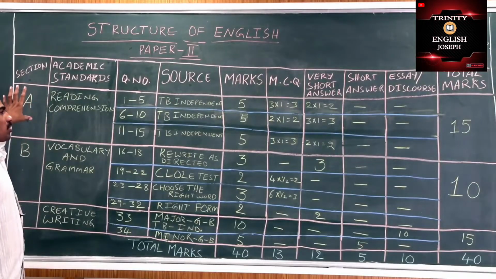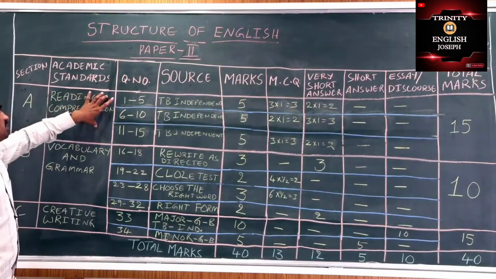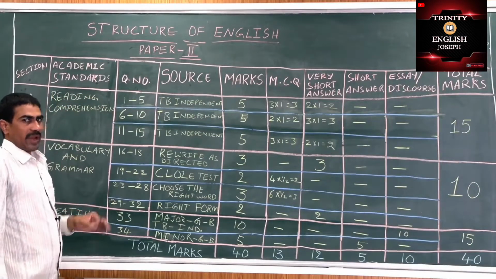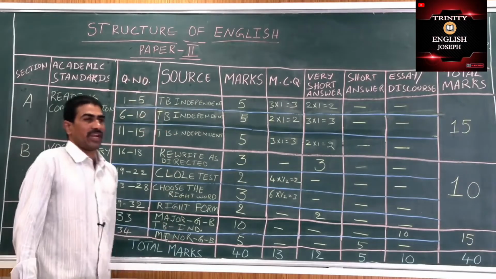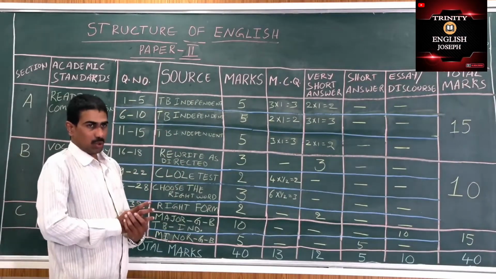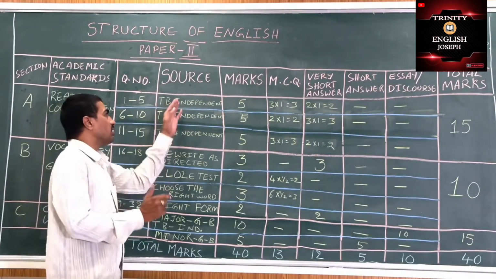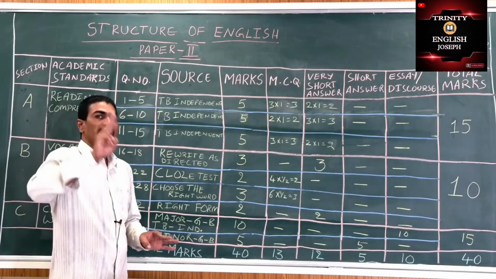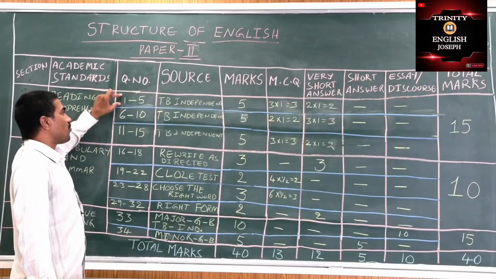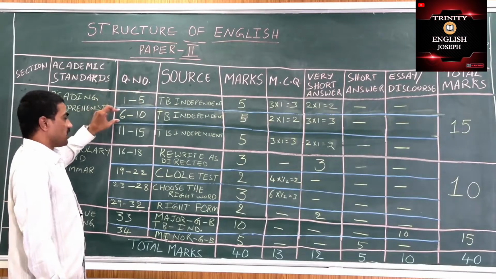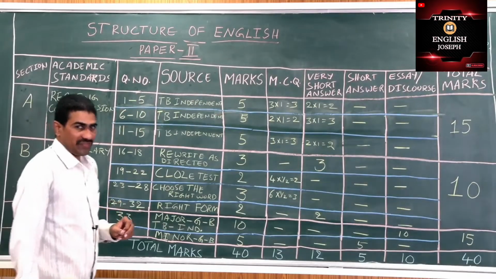Now we look at paper 2, section A. Section A is reading comprehension, and as I already told you, everything is textbook independent. The passages are given from outside. In paper 1, you have 2 passages, but here in paper 2, you have 3 passages. The first passage is for questions 1 to 5. The second passage is for questions 6 to 10, and the third passage is for questions 11 to 15.